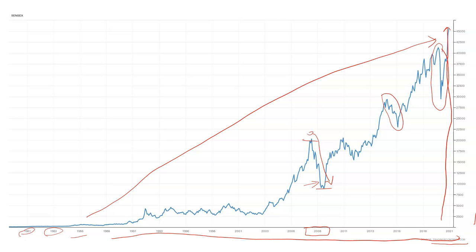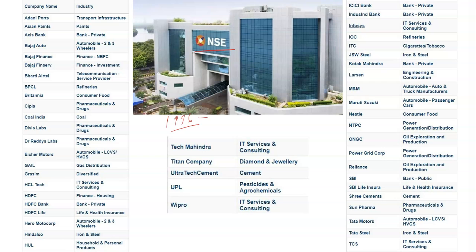Let's see about NSE now. The Nifty index was formed in 1996. Now, in Nifty, there are 50 companies. As I have told, in Sensex there is a group of 30 companies. In Nifty, there is a group of 50 companies. So their combined rise and fall defines the value of the market based on whatever 50 companies are here.